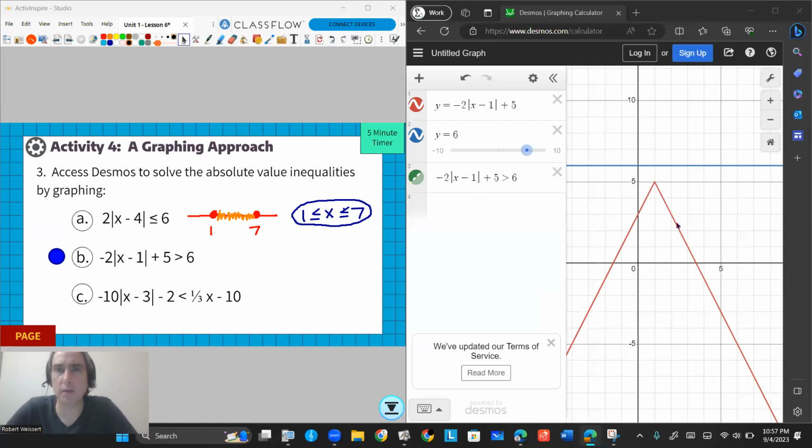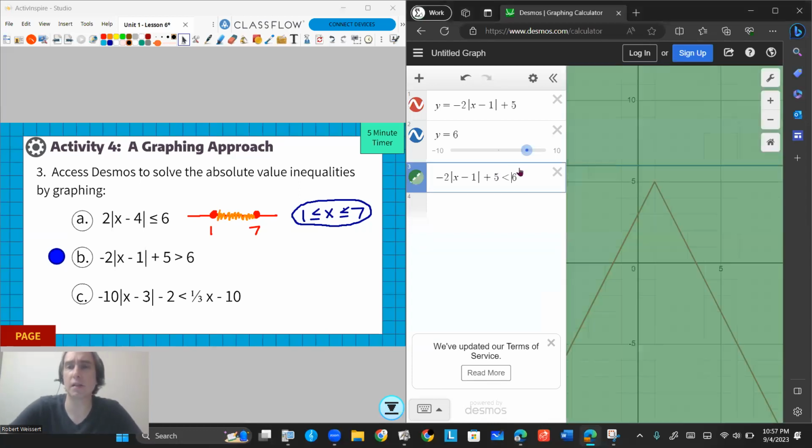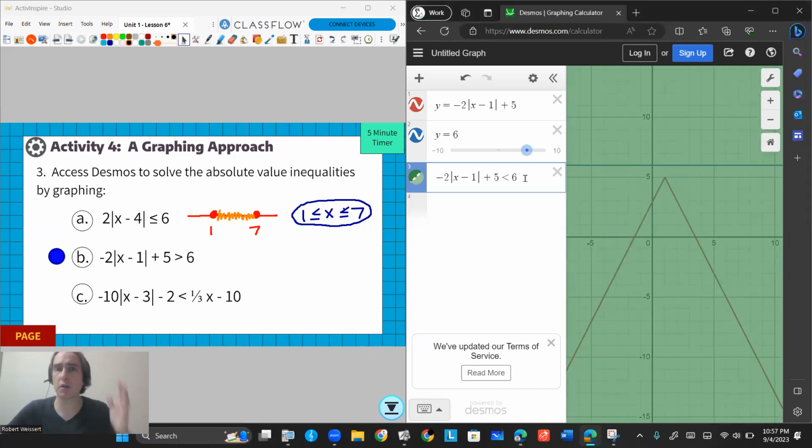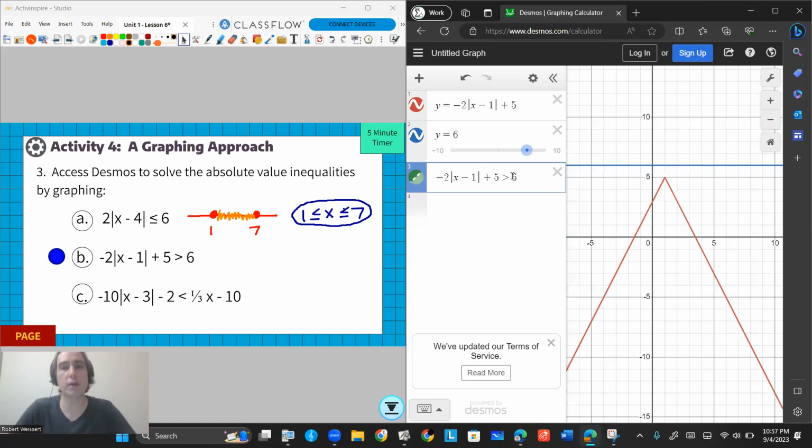If you actually type the full inequality in, you're not going to see any shading. Now, if I turn that around and I said less than 6, everything ends up getting shaded. So the solution, if it were less than 6, would be all real numbers. But here, there is no solution. And we're going to write that.